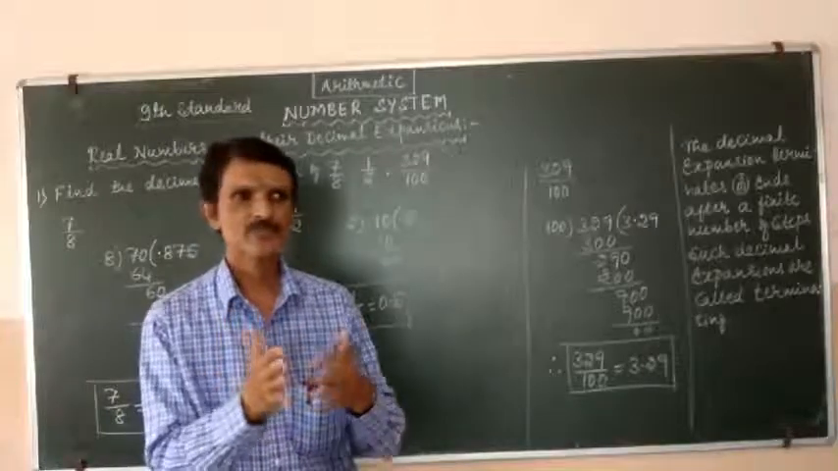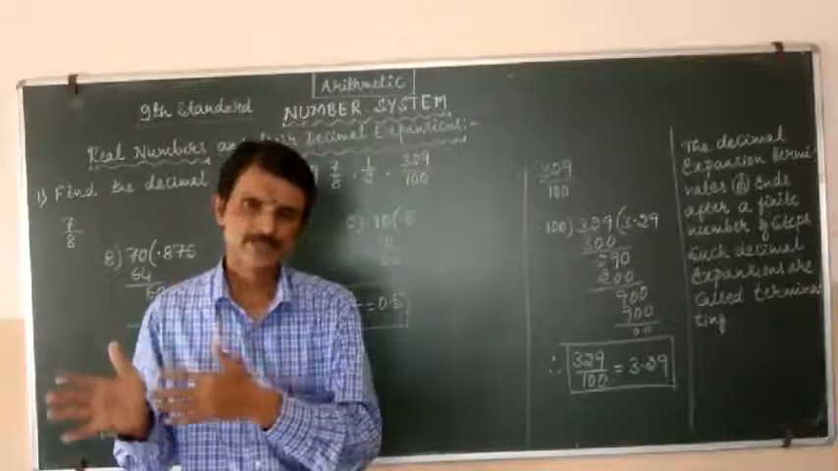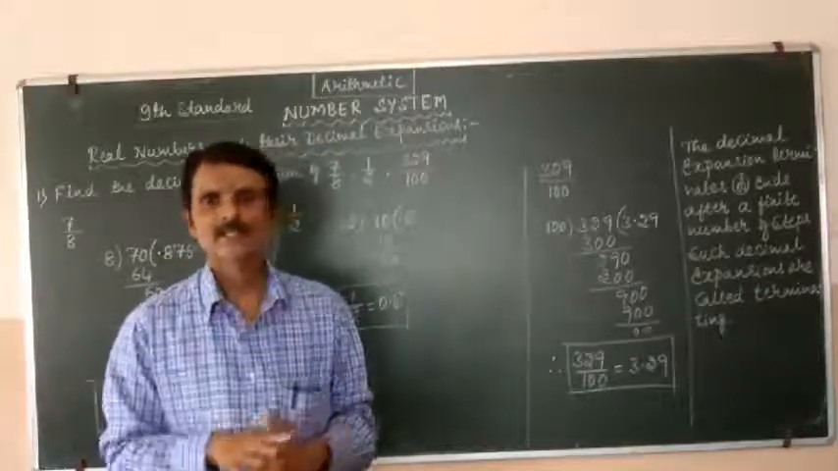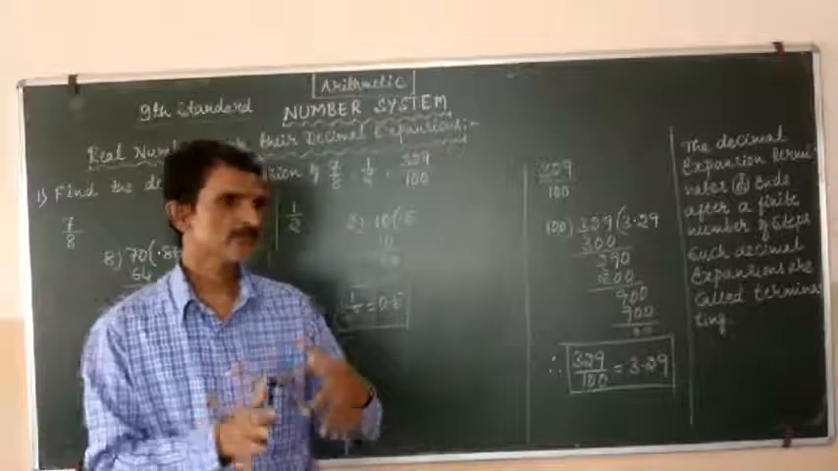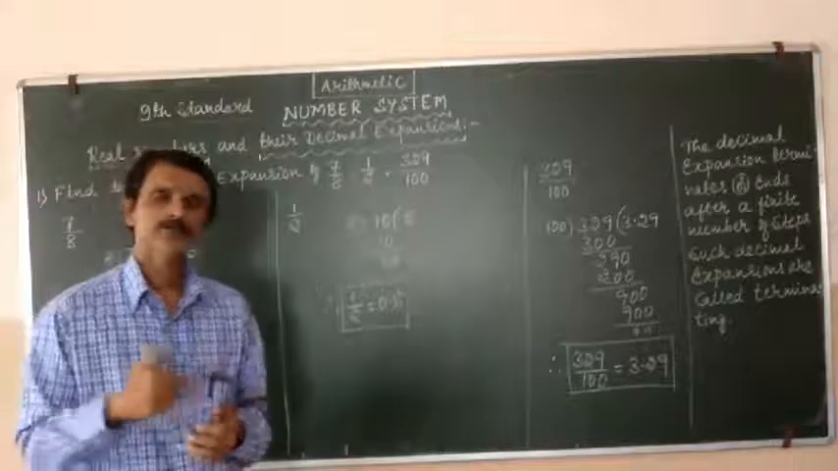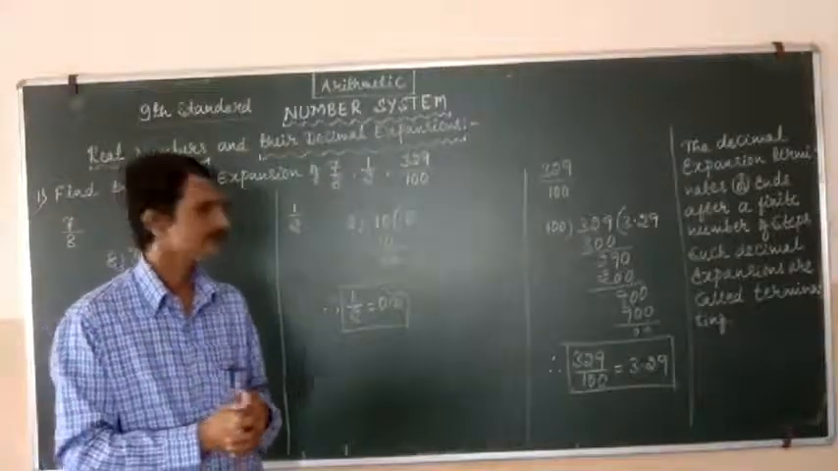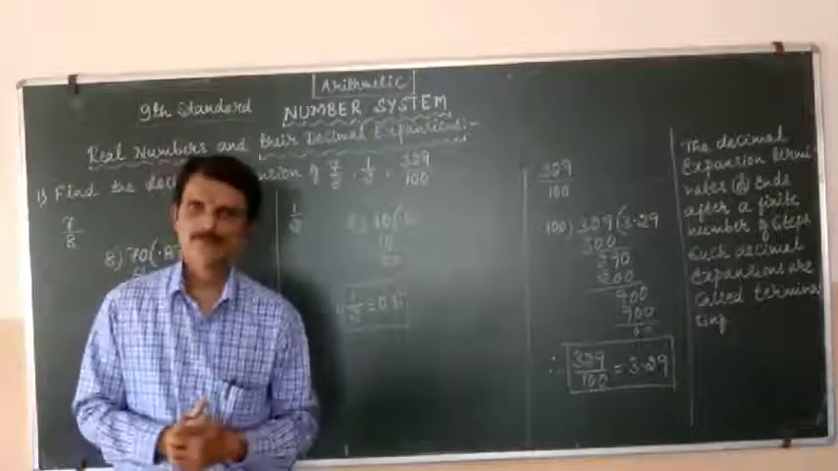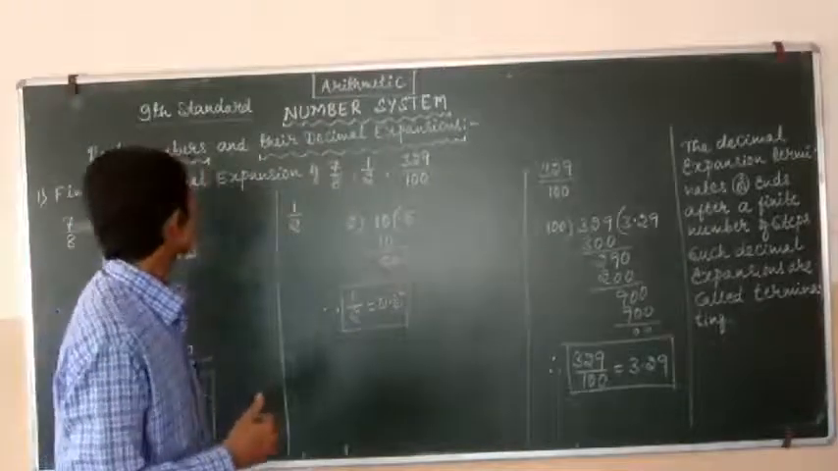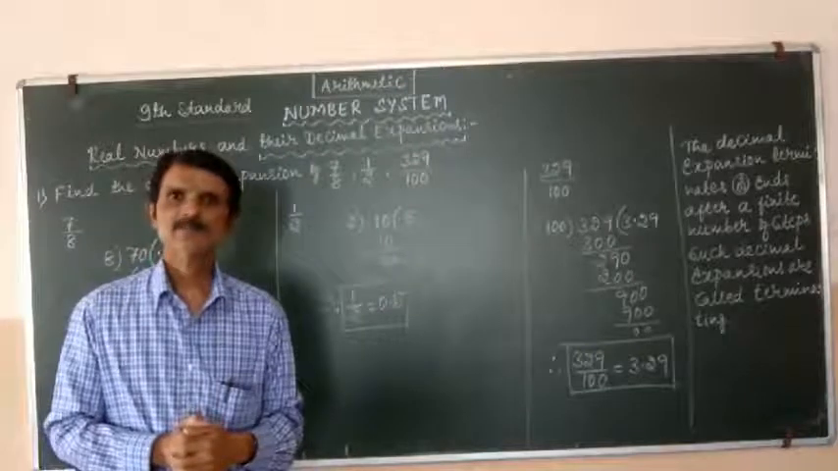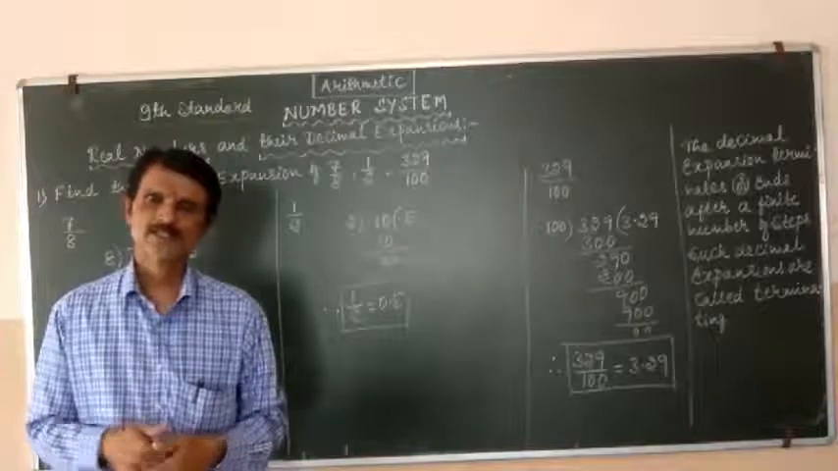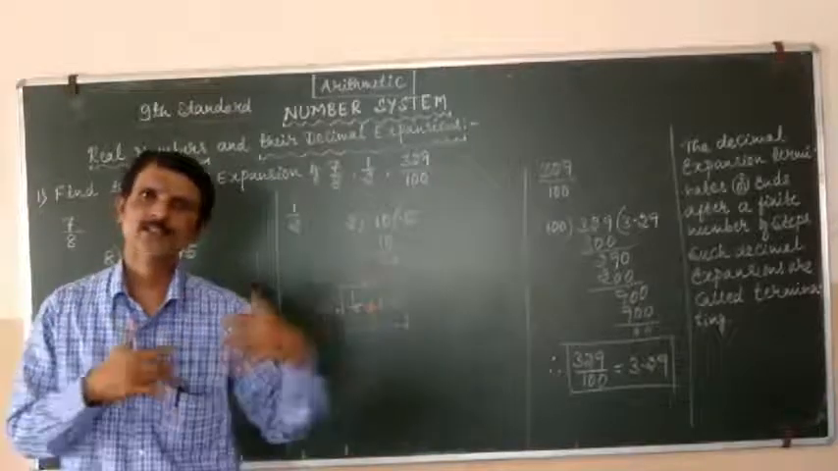Terminating decimal expansions means the division process ends with the remainder 0. You have to know this clearly, or you can remember this for the further problems. Okay, students. Now we shall see another set of decimal expansions of the rational numbers or real numbers, because rational numbers are present in the set of real numbers.